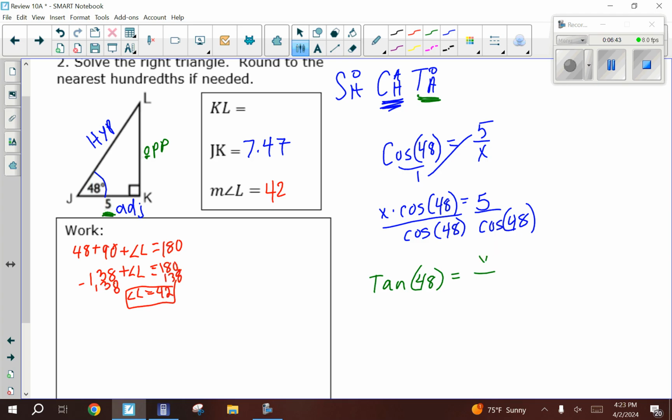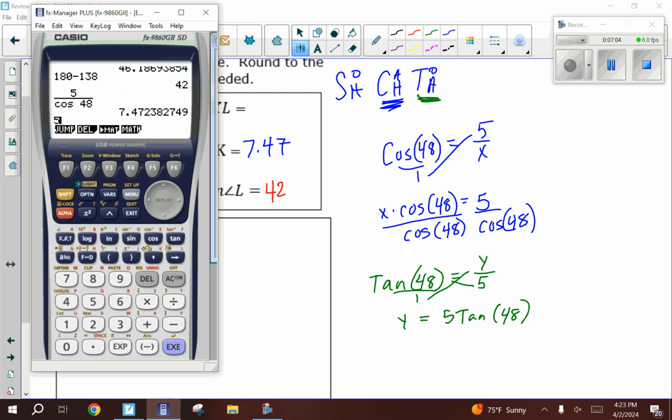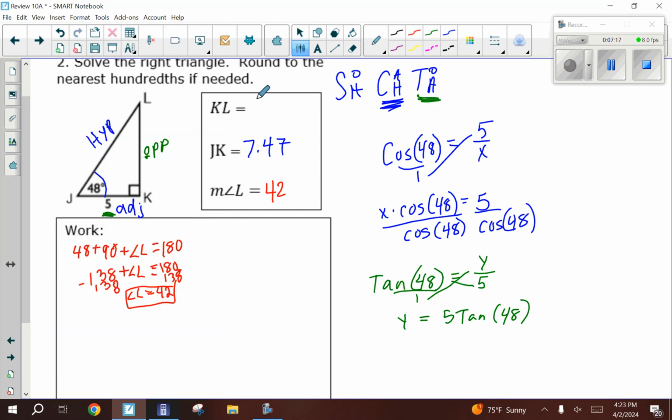So I don't know the opposite, so I'll call that y. I don't want to call it x because I already named the hypotenuse x. And then the adjacent side is 5. So again, you just put this over 1 and cross multiply. So y times 1 is y. 5 times tangent 48 goes in the calculator. So 5 tangent, not 2 tangents, just 1, 48. 5.55. So what is that? KL is going to be 5.55.